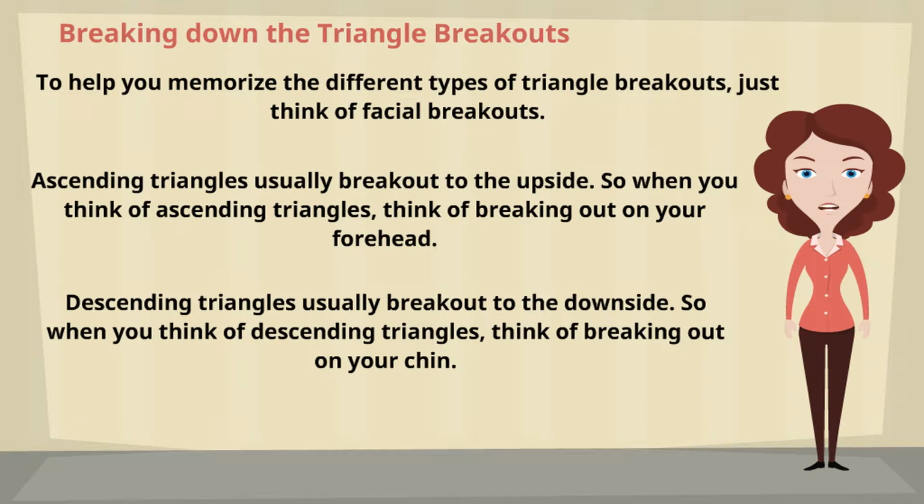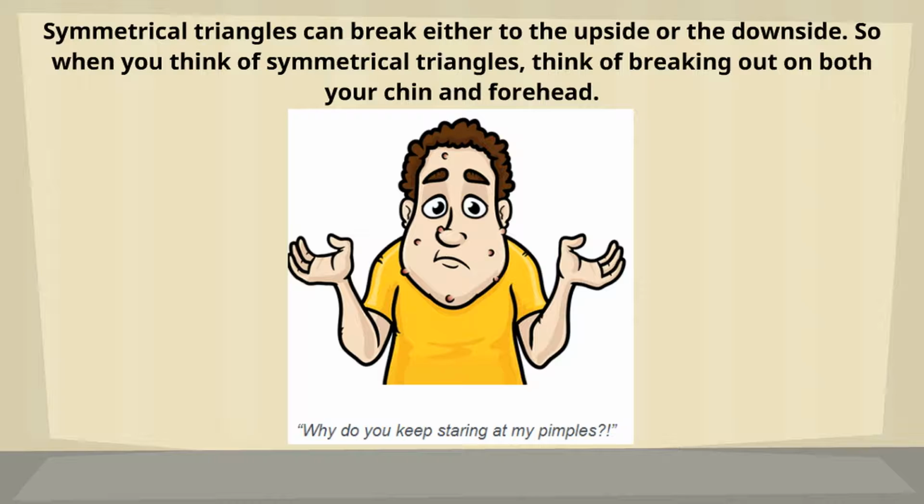Breaking down the triangle breakouts. To help you memorize the different types of triangle breakouts, just think of facial breakouts. Ascending triangles usually break out to the upside. So when you think of ascending triangles, think of breaking out on your forehead. Descending triangles usually break out to the downside. So when you think of descending triangles, think of breaking out on your chin. Symmetrical triangles can break either to the upside or the downside. So when you think of symmetrical triangles, think of breaking out on both your chin and forehead.